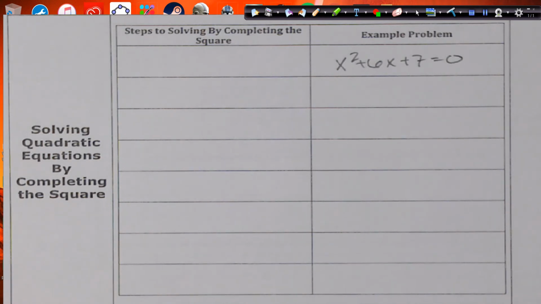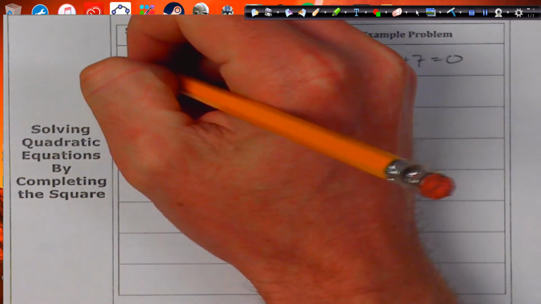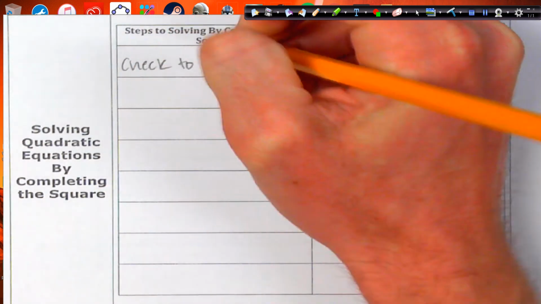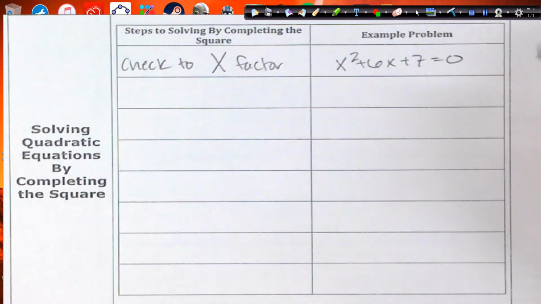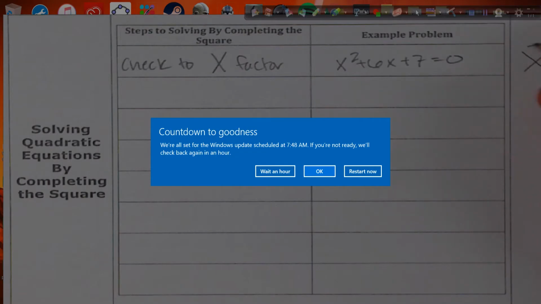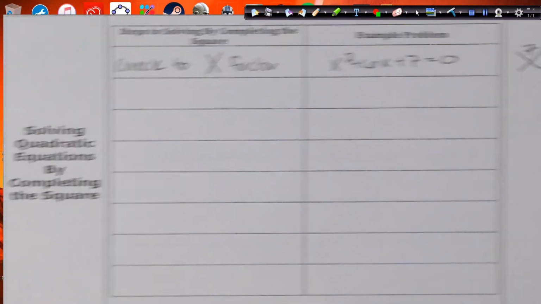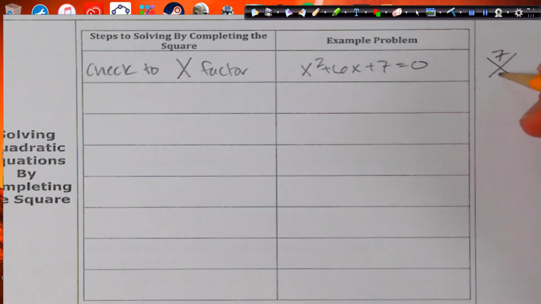Now, before I start complete the square, check to see if we can x factor. Okay, so we should always check. We don't know. Maybe this is x factorable. And so we have 7 on top, 6 on the bottom. Do any two numbers multiply to 7 but add to 6? And the answer is no. So if it's not x factorable, we can't solve it that way. So we're going to use this other method called completing the square.